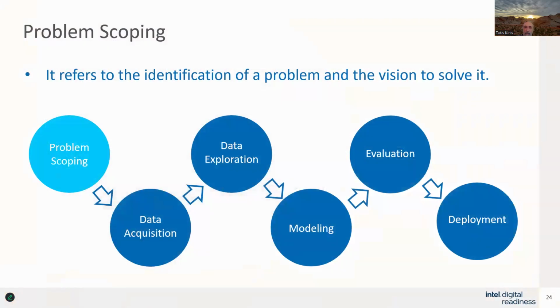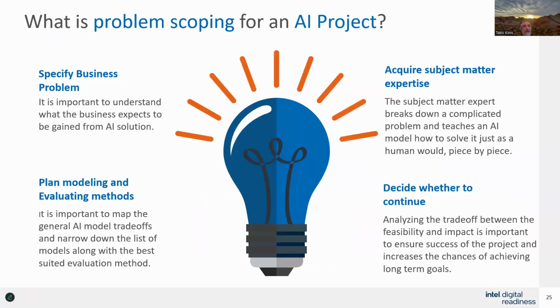Right, so let's get into the problem scoping piece. So the first of the circles, right? Here it says that it refers to the identification of a problem and the vision to solve it, right? So this is kind of a little bit of a repeat here.